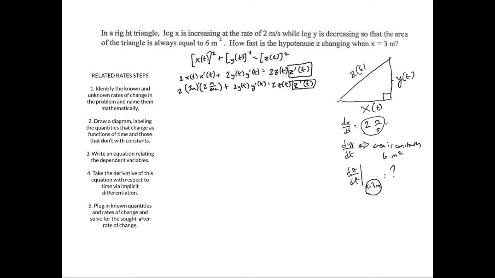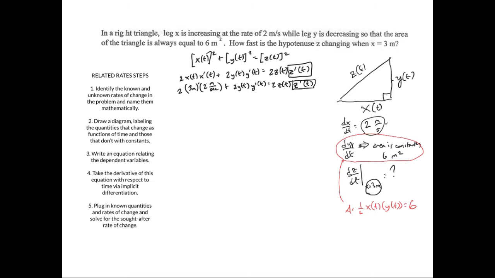I'll work on simplifying that more in a couple of minutes. But I'm going to need to do something about this dy dt. I'm told that the area is constantly 6 meters squared. You know the area of a triangle, especially in this one, would be 1/2 base times height, and that's 1/2 x of t times y of t. And we're told that that is constantly 6 square meters. So I can use that to get a relationship between x and y.